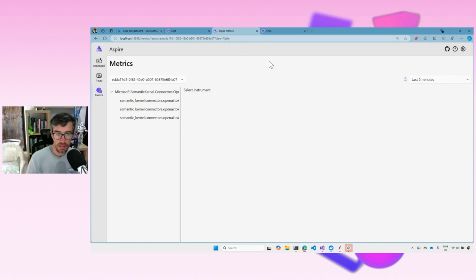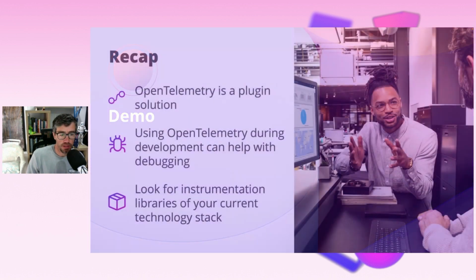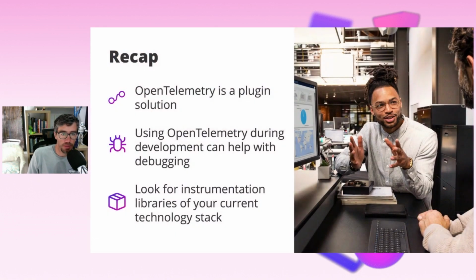So I'm just going to go back to my slides. Okay, so to recap, OpenTelemetry is a plugin solution. It's designed so that you pick and choose which instrumentation libraries you want to use and which ones apply to the specific technologies that you've got in your back end and your front end, and you string those together. I think typically when people talk about OpenTelemetry, they talk about monitoring in big production environments. But what I really like about the .NET Aspire dashboard is that you can use the same technology to instrument an application when you're doing development.